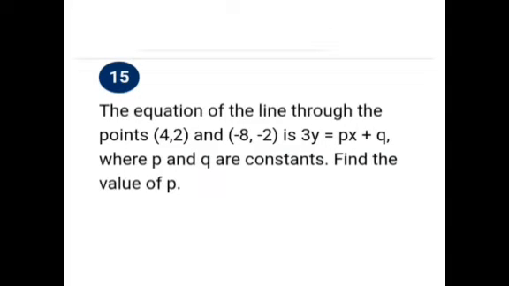Number 15. The equation of the line through the points (4, 2) and (minus 8, minus 2) is 3y equal to px plus q, where p and q are constants. Find the value of p.